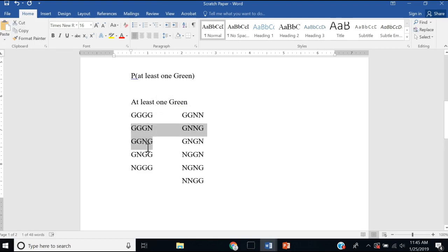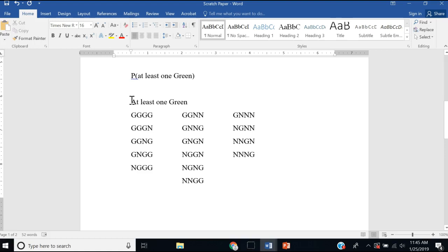So here's all the ways to get 4 greens. Here's all the ways to get 3 greens. Here's all the ways to get 2 greens. And at least 1 green could have also gotten 1 green. So you could have gotten green and then 3 non-greens in a row. The green could have come on the second. The green could have come on the third. The green could have come on the very last roll. So all of these sequences fall into the category of at least 1 green.